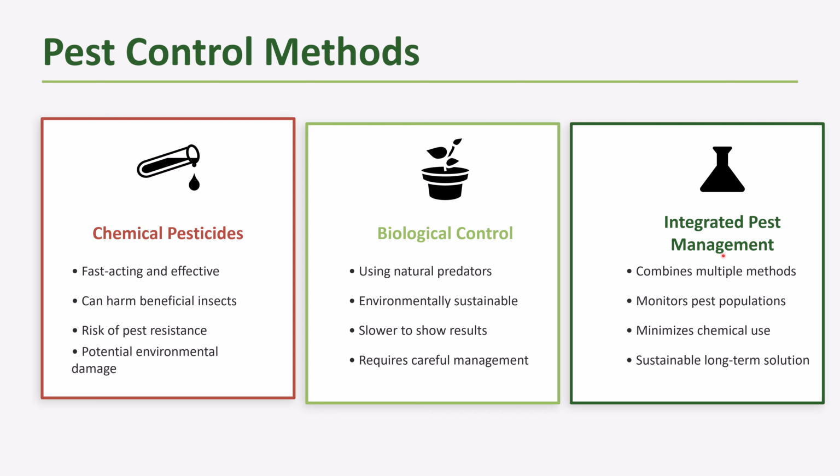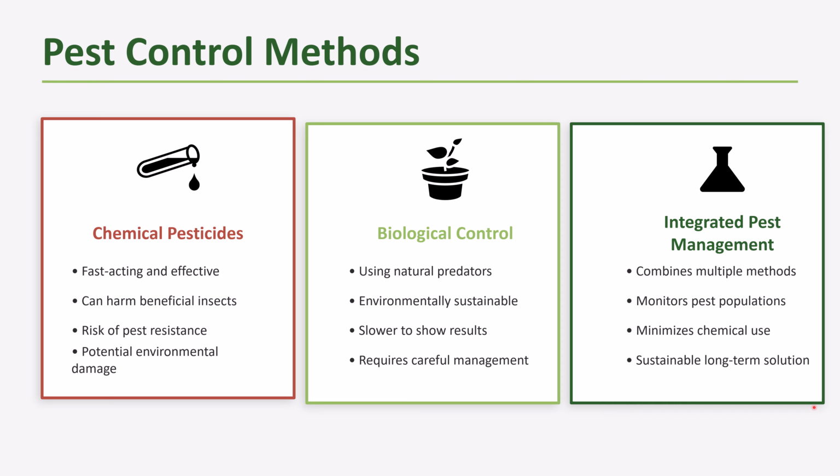Integrated pest management. This is the most sustainable approach. It combines multiple methods: using biological control first, changing planting patterns, and only using chemicals as a last resort. It involves monitoring pest populations closely to minimize chemical use, providing a sustainable long-term solution for the farm ecosystem. Here are the key points. Combine multiple methods, monitor pest population, minimize chemical use, sustainable long-term solution.